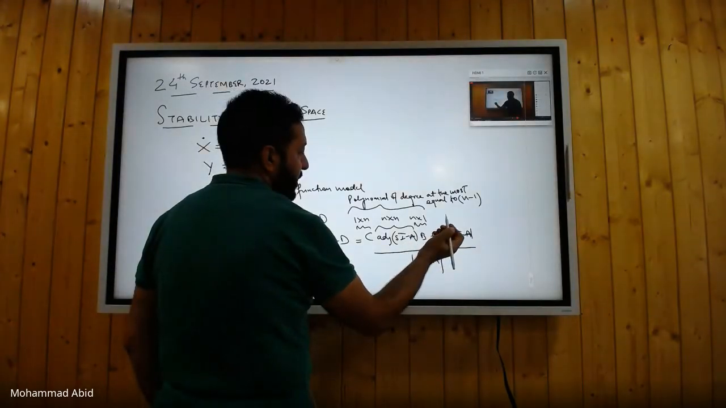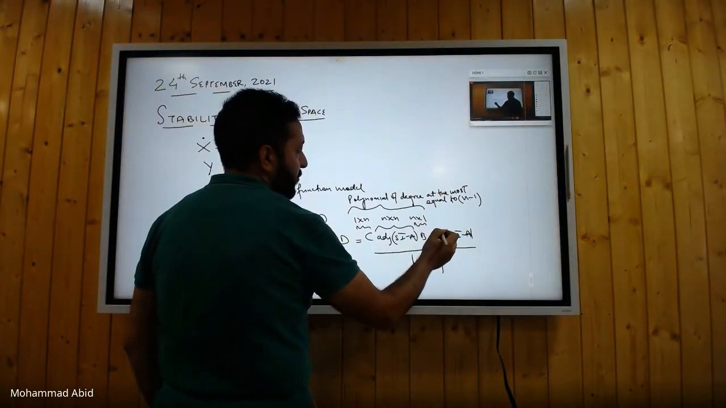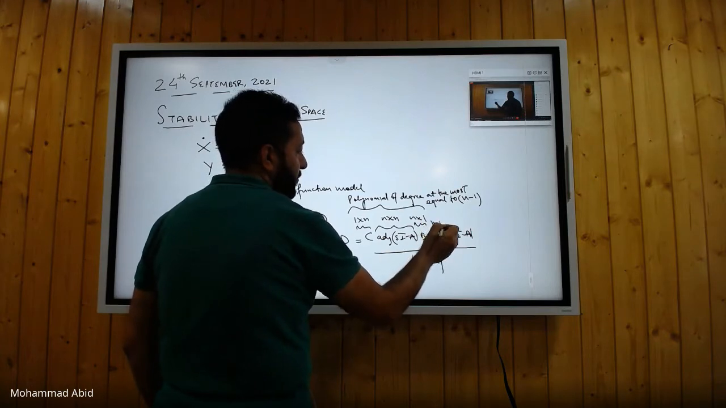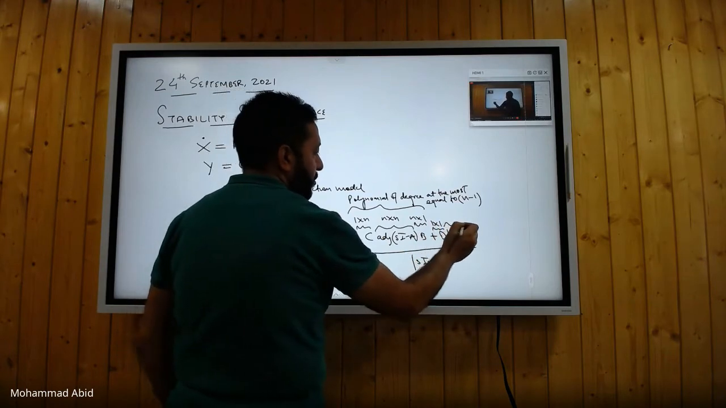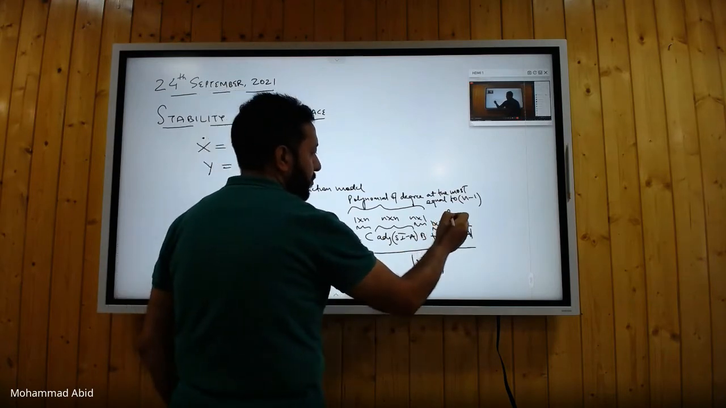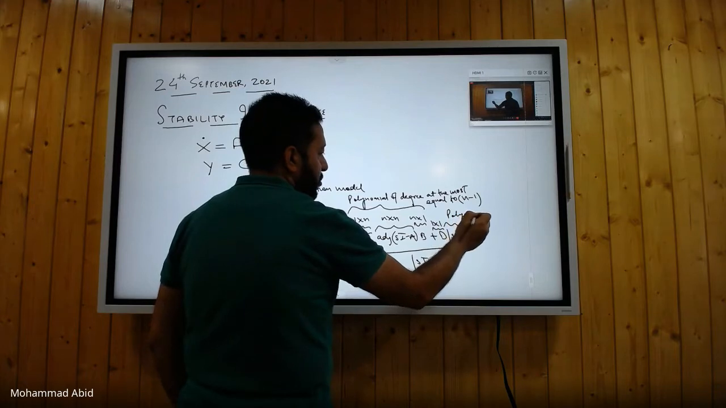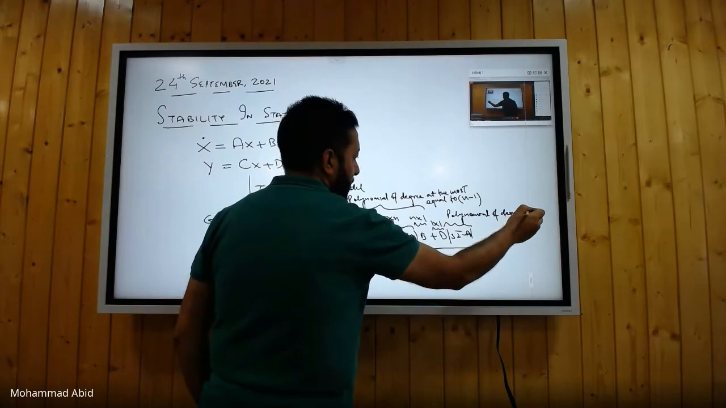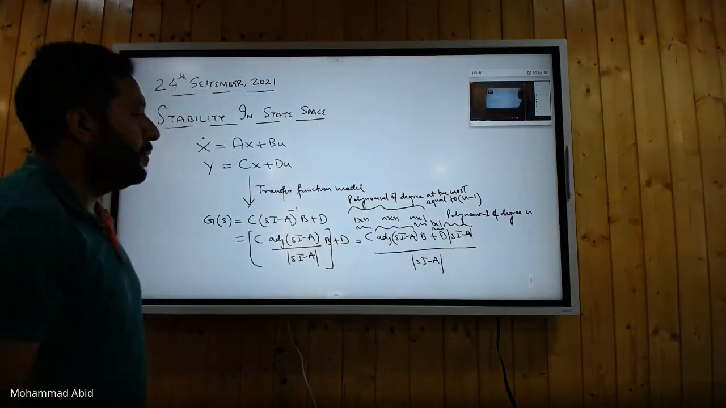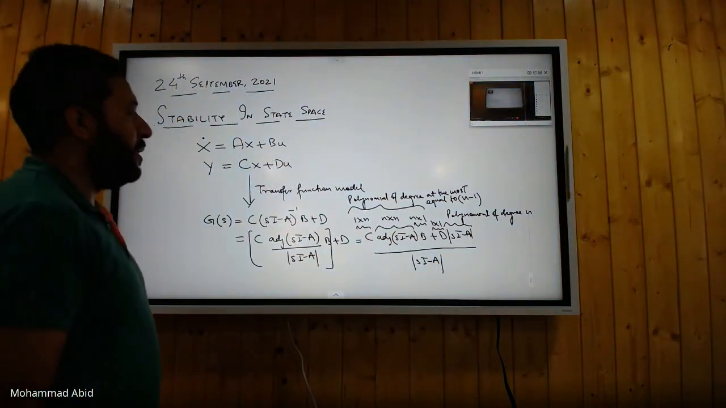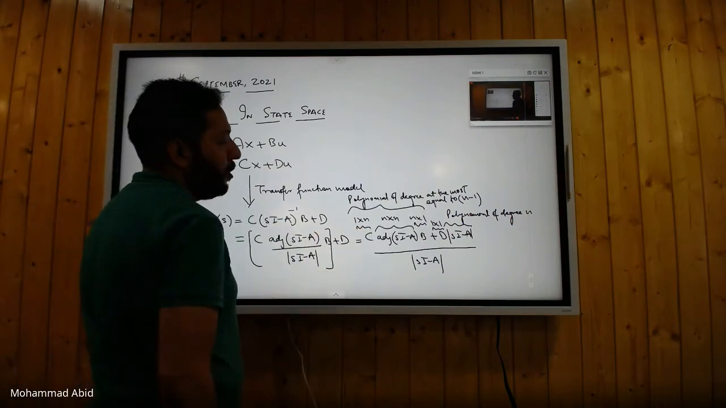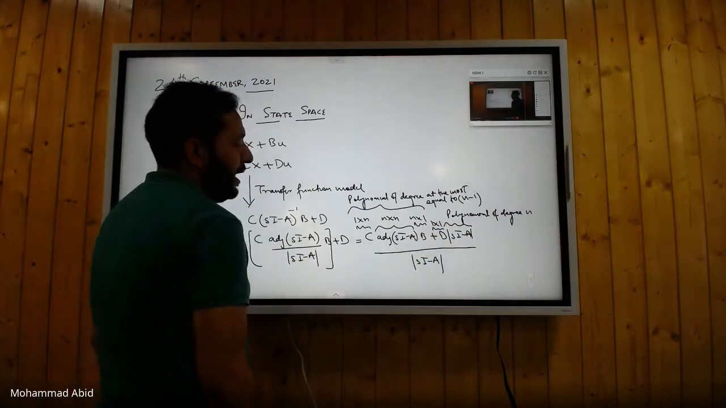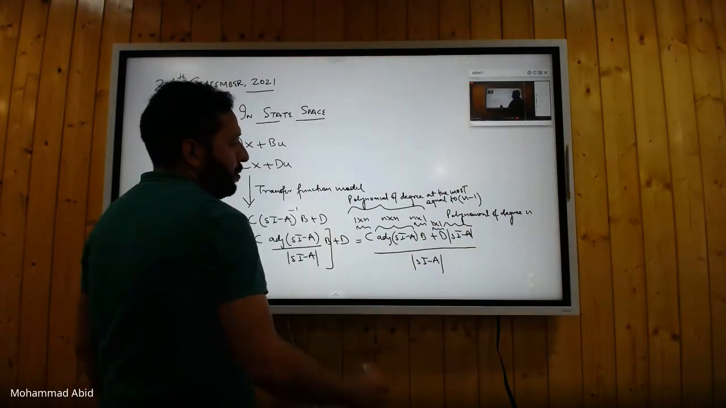And what is this? If D is non-zero, then for single input, single output systems, it will be a scalar. That means its size will be 1 cross 1. And this will be a polynomial of degree n. So when you add up a polynomial with degree at the most equal to n minus 1 with a polynomial of degree n, what will the numerator polynomial be like?